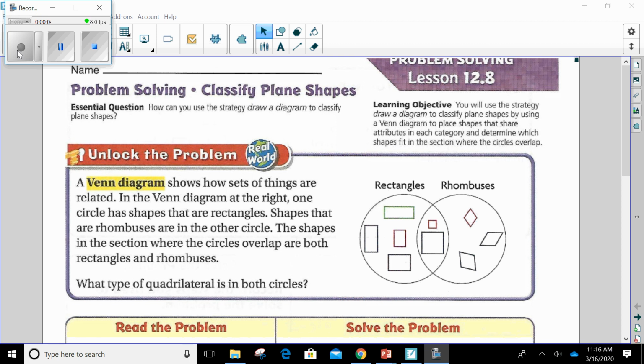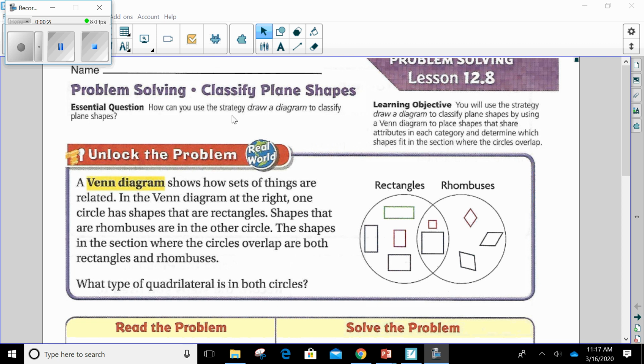Okay, ladies and gentlemen, here we go. Please go to page 741 in your math book and follow along with me, please. Today's lesson, lesson 12.8, we are going to classify plane shapes. How can you use the strategy, draw a diagram to classify plane shapes?